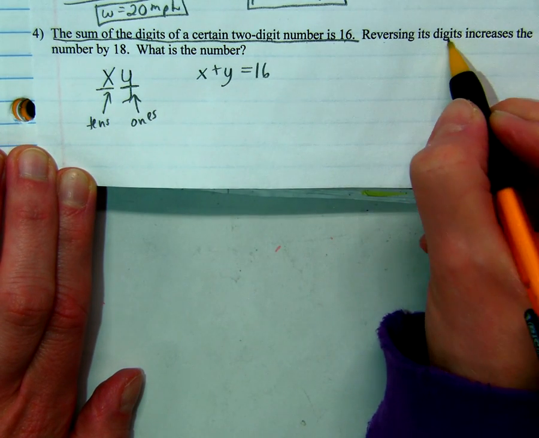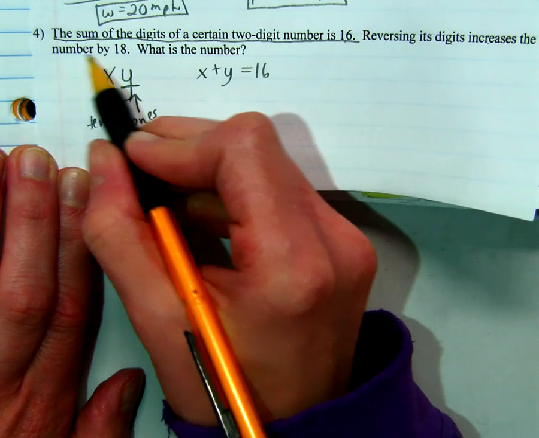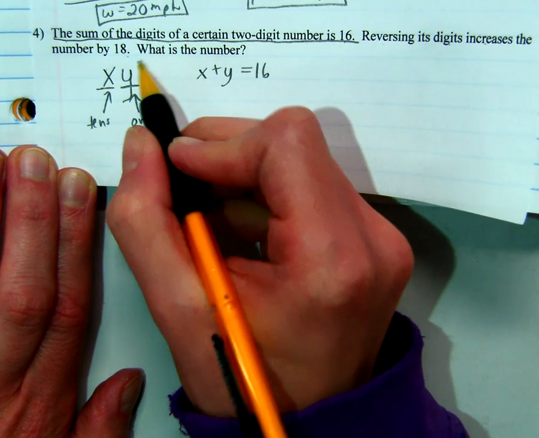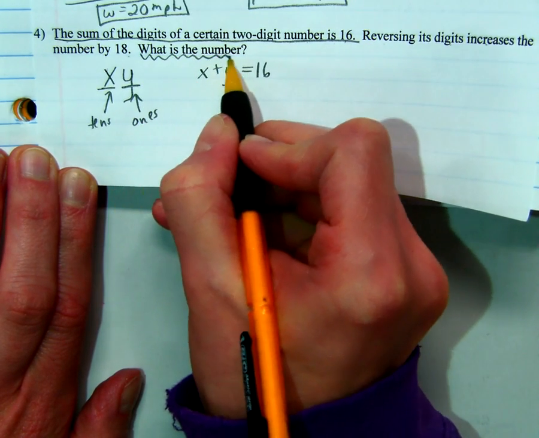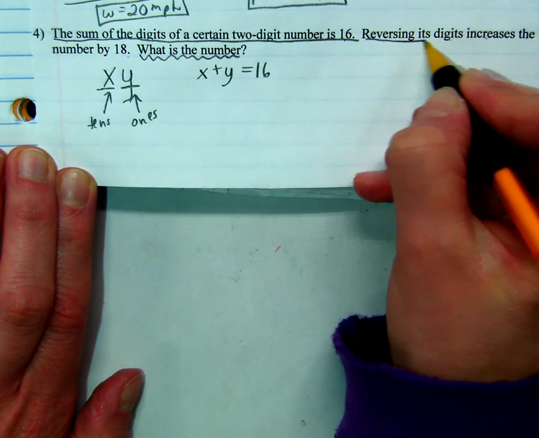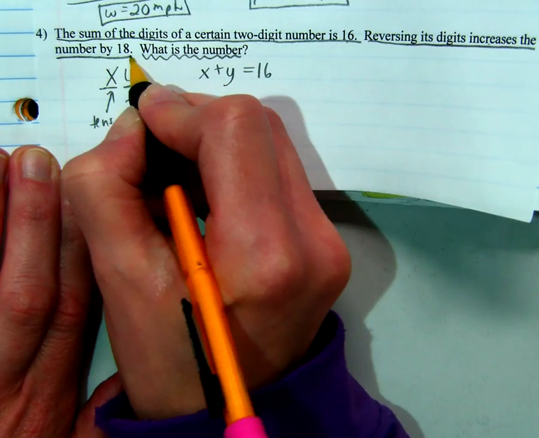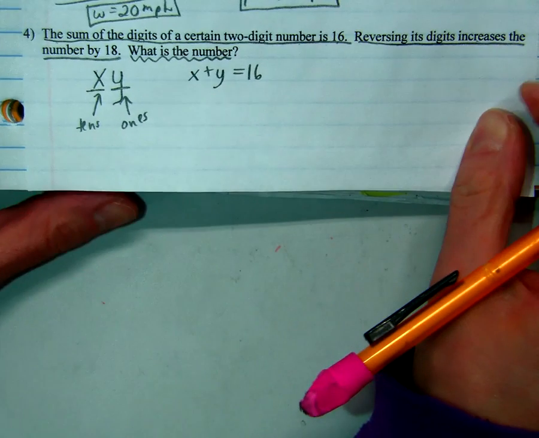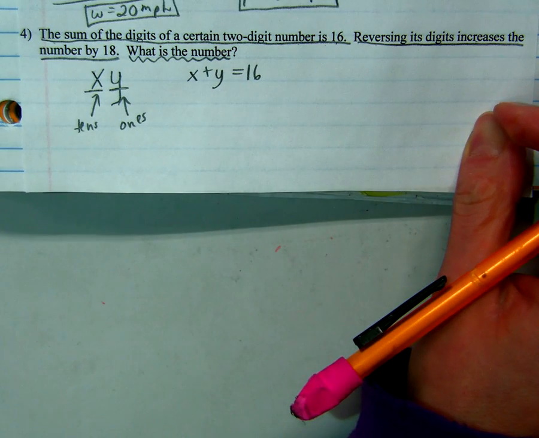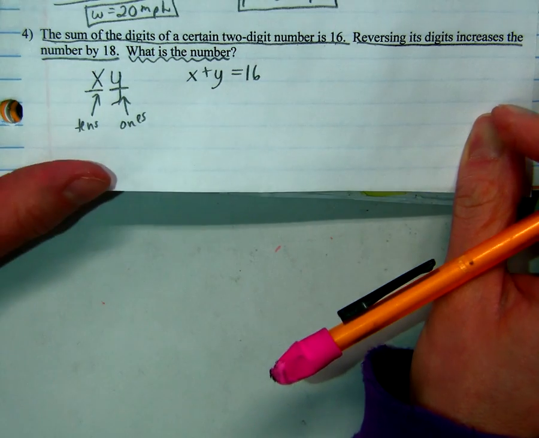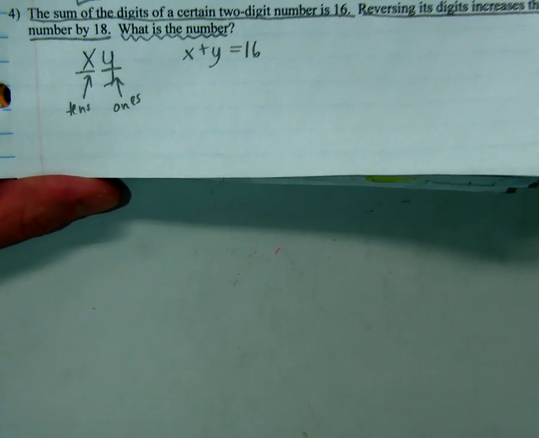Reversing its digits increases the number by 18. And then it wants to know what is the number. So really you kind of have to underline this whole problem. It's not too long. So in order to reverse the digits, we have to talk a little bit about what the value of the number would be before we reverse them.